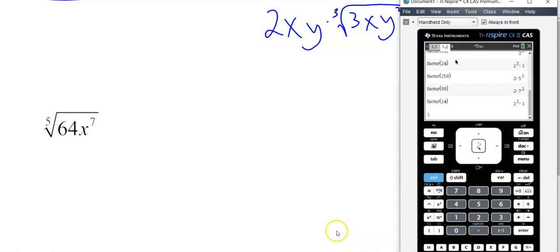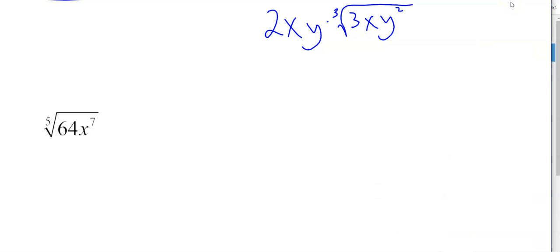So do your prime factor tree, or just menu 2, 3, 64, 2 to the 6. So I want to see this little bit of work that you do, 2 to the 6. So that's really the 5th root of 2 to the 5th times the 5th root of 2 to the 1st. That's 2 to the 6th.